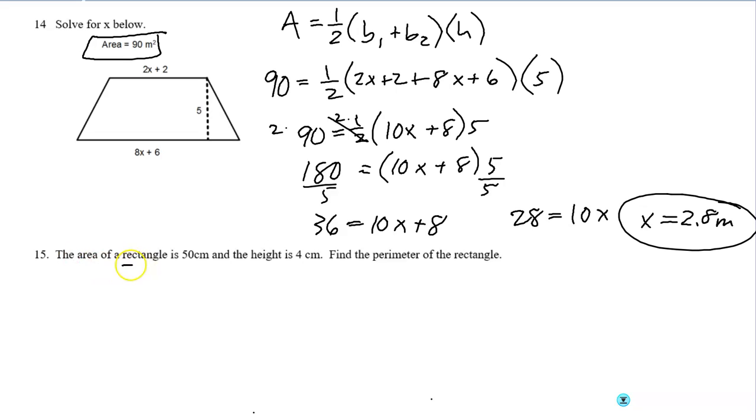All right. The area of a rectangle is 50 and the height is 4. Again, if they give you the area, I always start with the formula, base times height. And then I fill in what I know. The area is 50, the height is 4. They want the perimeter of the rectangle.